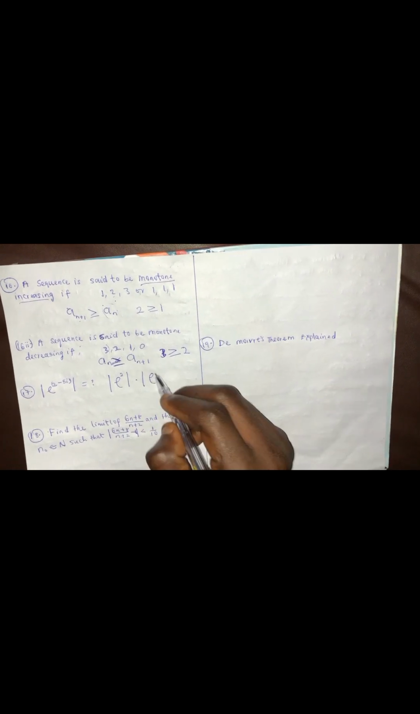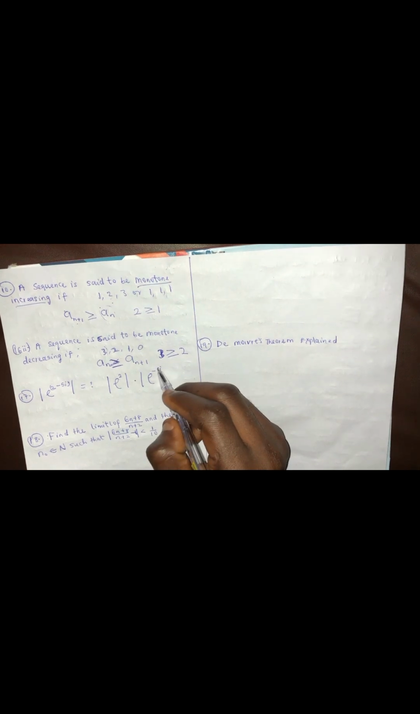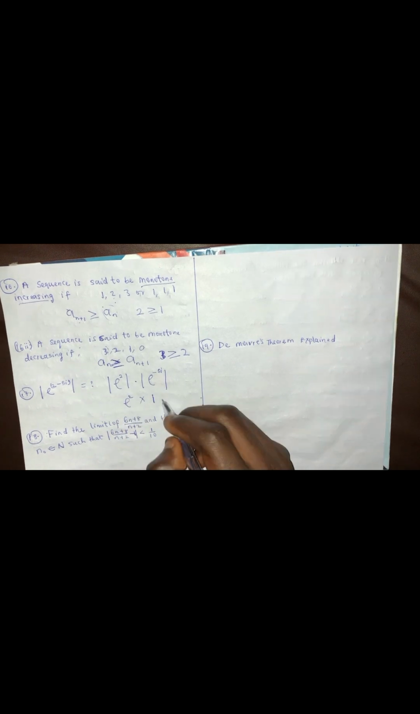To solve this, I think I've been able to solve this before now. Since the real part is separated from the imaginary part, you take the absolute value of the real part multiplied by the absolute value of the imaginary part, minus 5i. We already know that the absolute value of this is still 1, and the absolute value of this is still e to the power of 2. So we still have e to the power of 2, and that's the answer. With that being said, let's move to the next one.